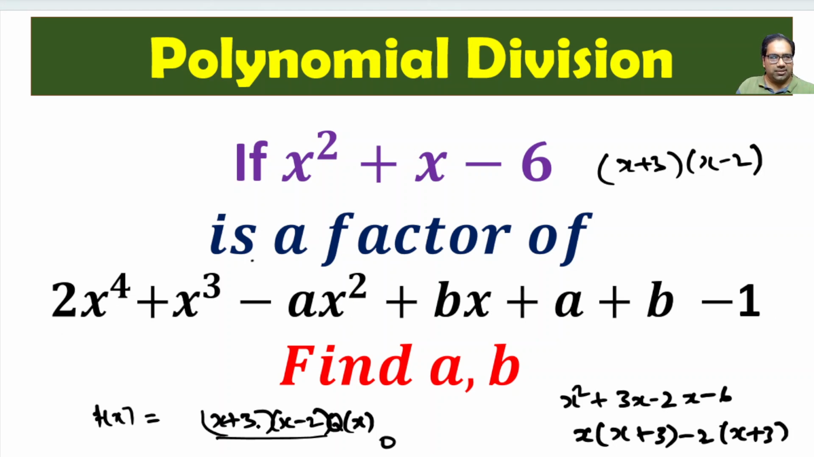Similarly, when x equals minus 3, we are not worried about what q of x is. When x equals minus 3 also, this entire thing will become 0 because this factor is 0, the rest doesn't matter. So f of minus 3, that means 2 into minus 3 to the power 4, etcetera, will become 0. That is the idea here. When x plus 3 into x minus 2 is a factor of this, that means when x equals 2 or x equals minus 3, this entire thing should become 0. With that, we'll get two expressions and we can solve for a and b.